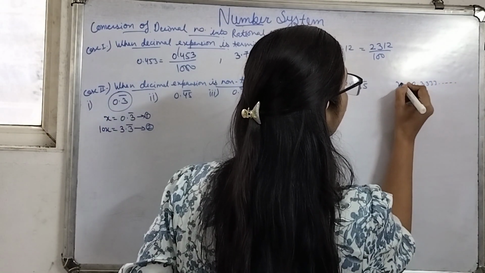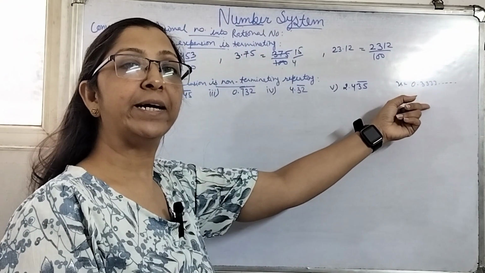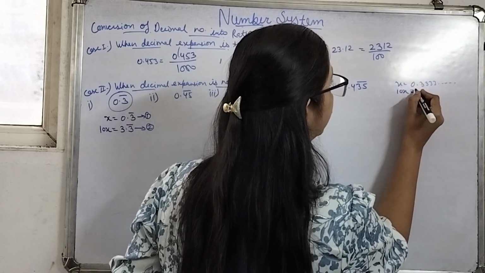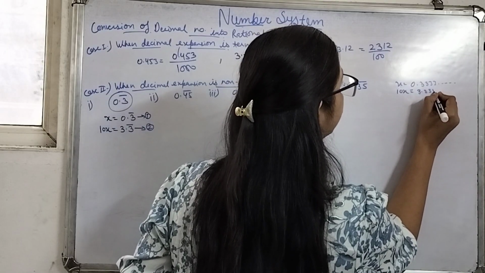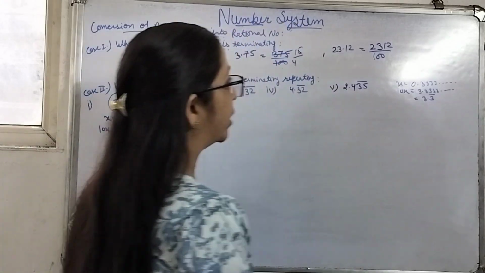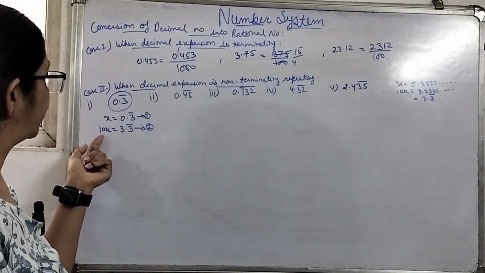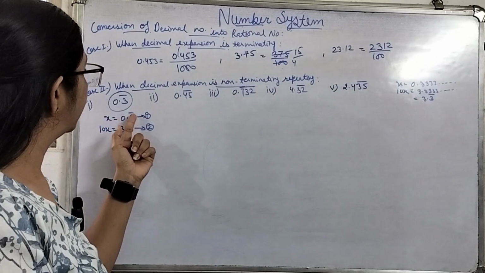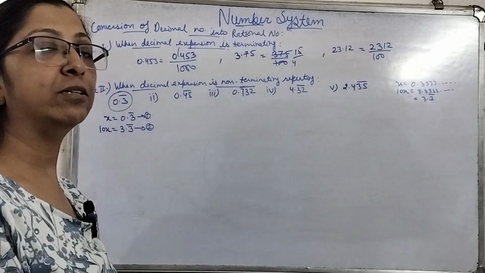This is your value of x. Now if we are going to multiply it by 10, it will become 10x is equivalent to 3.3333... or we can say 3.3 bar. So if we multiply this by 10, x multiplied by 10 will become 10x, and 0.3 bar multiplied by 10 will become 3.3 bar.